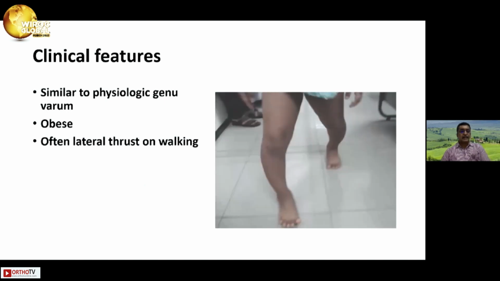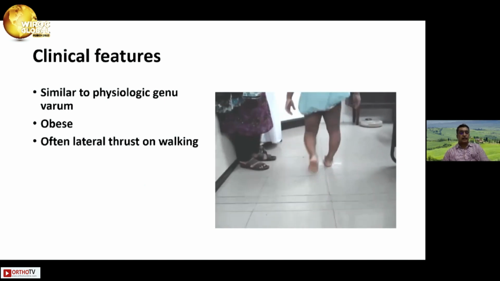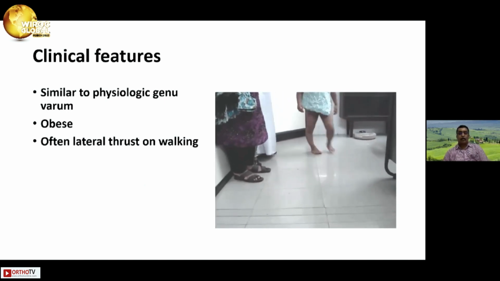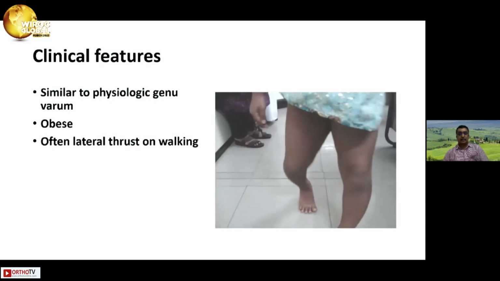Now, clinical features are a lot similar to physiological genu varum. Many of these children are obese, and when they walk, they do have a lateral thrust on walking, as you can see in this picture.